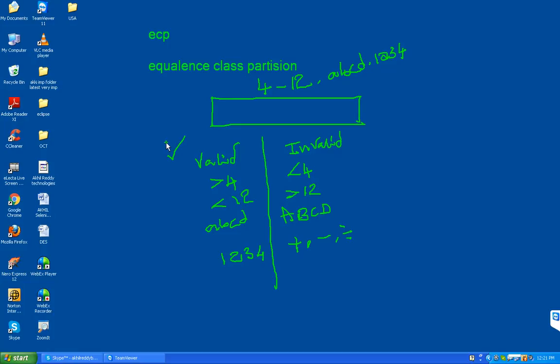Here also we will do positive testing as well as negative testing. Okay, positive testing we will do, and negative testing also we will do. So this is equivalence class partitioning. Equally we are dividing, equally we are preparing valid data and invalid data. We are doing testing. That's why that is called equivalence class partition.